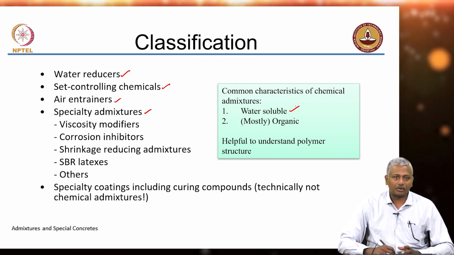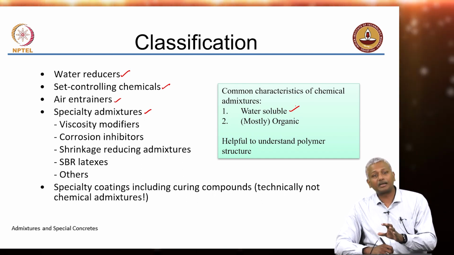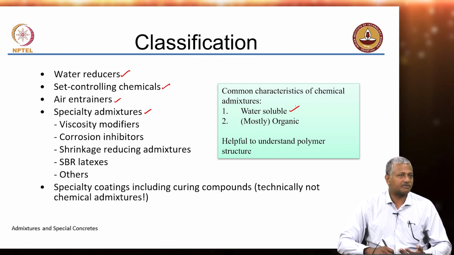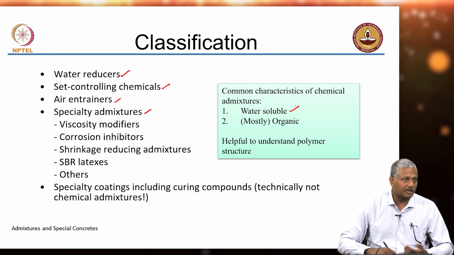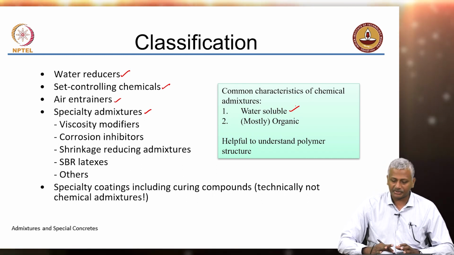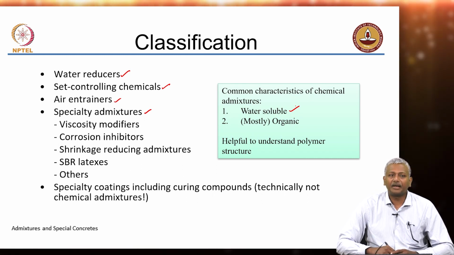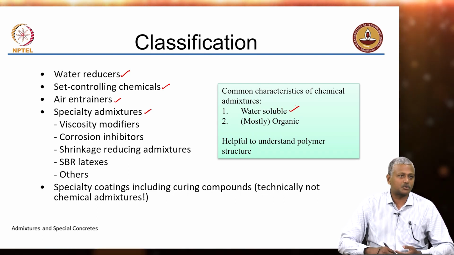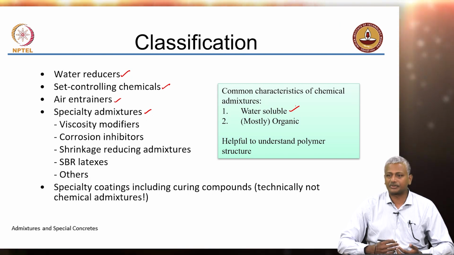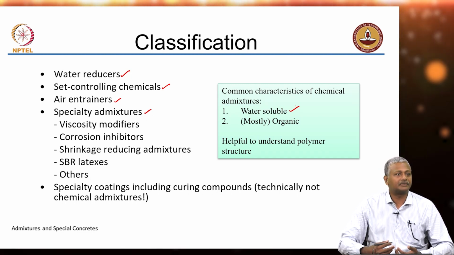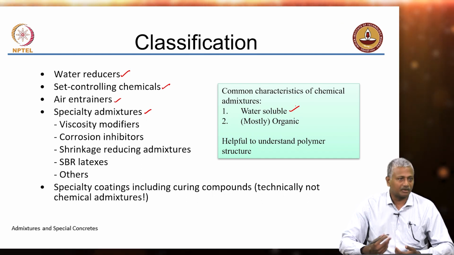Mostly these chemicals are organic. Of course, that does not mean inorganic chemicals are not used. Like I already told you about calcium chloride, which is a very effective accelerator. There are inorganic chemicals also, but for the most part, most chemical admixtures are organic. And as a result of them being organic, it is obviously helpful for us to understand the polymer structure, because organic chemicals are basically polymeric in nature, and water soluble polymers are what we are interested in.